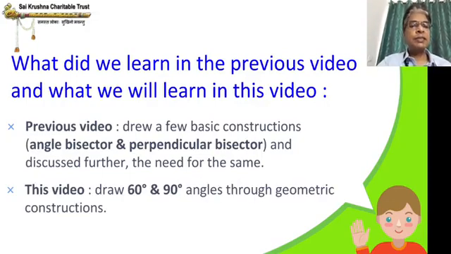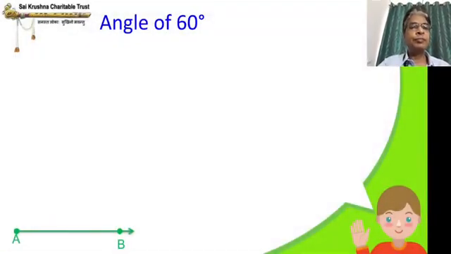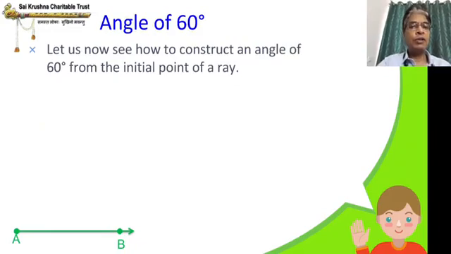In this video, we will draw 60 degree and 90 degree angles through geometric constructions. In the later parts, I will also explain what is the need for constructing the 60 degrees and 90 degrees using compass only. So, an angle of 60 degrees we are going to draw. I'll go a little fast only.